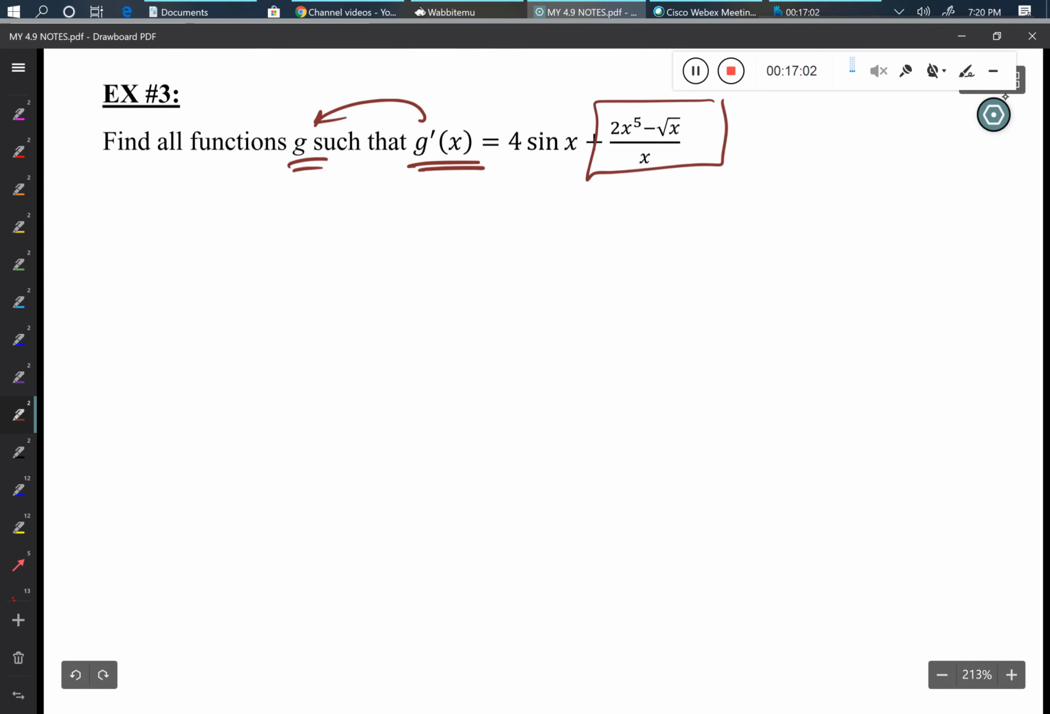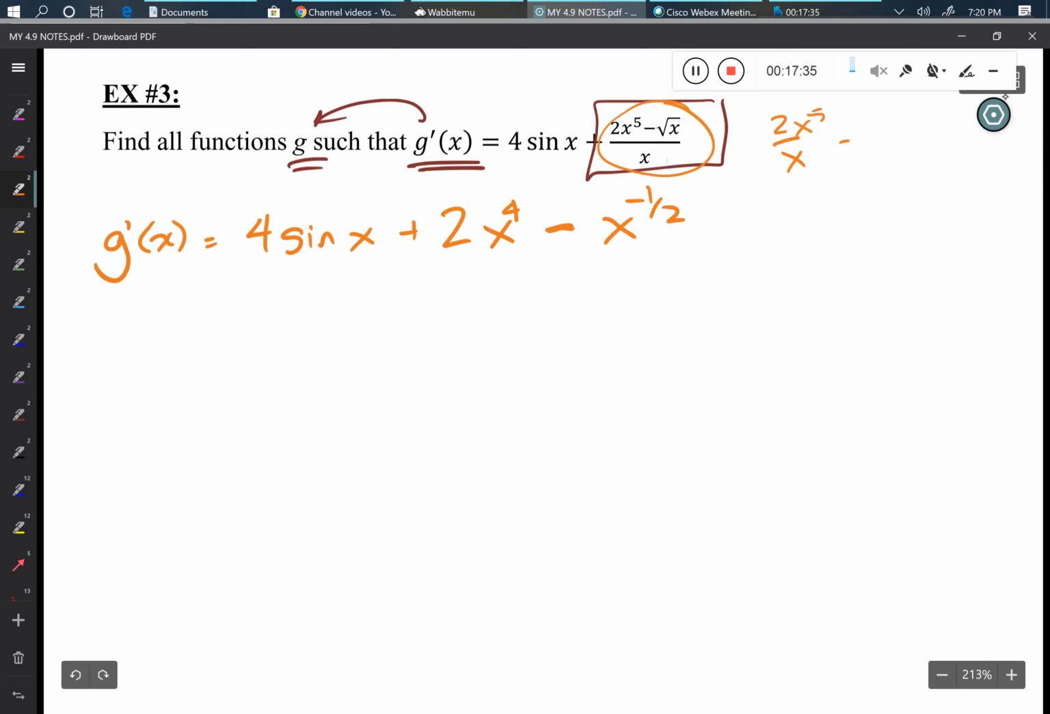That doesn't look fun to do, but that denominator is a monomial. And if that denominator is a monomial, I can rewrite that. So before I even try to take an antiderivative, I'm going to rewrite g prime of x and say g prime of x is equal to 4 sine of x plus 2x to the 4th minus x to the negative 1/2. Now, if you're wondering where that came from, I rewrote this fraction as 2x to the 5th over x minus x to the 1/2 over x, and then I simplified.